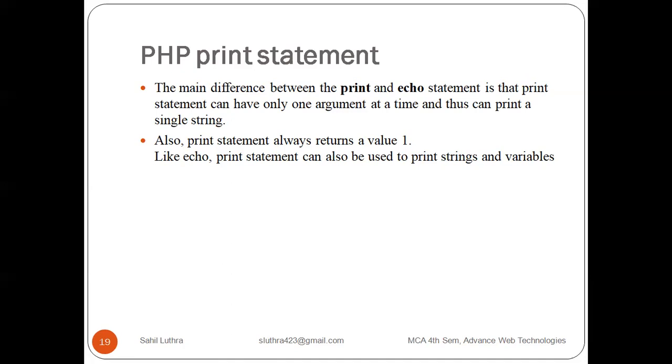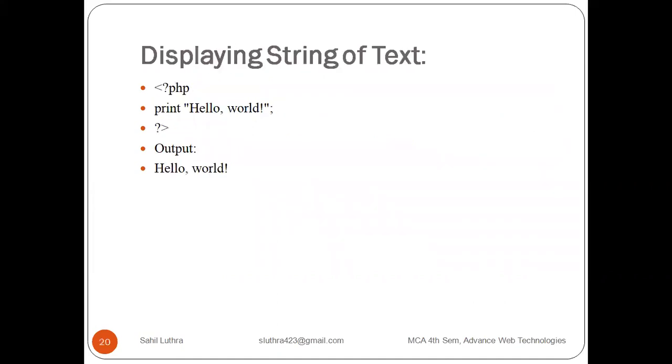And the next thing is, echo is faster as compared to print. Print is slower, it is time consuming, because the rule of print is that it displays only one argument at a time, but the rule of echo is that you can pass multiple arguments to echo. So print is time consuming as compared to echo, and echo is time saving.